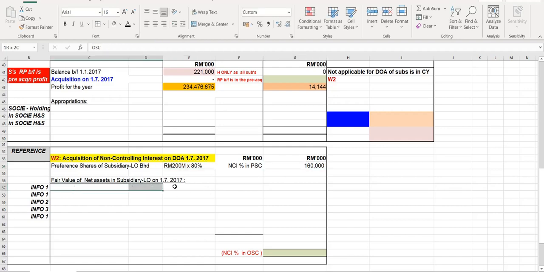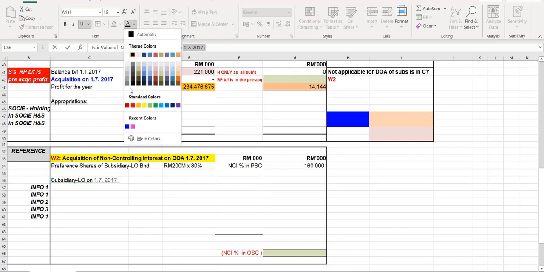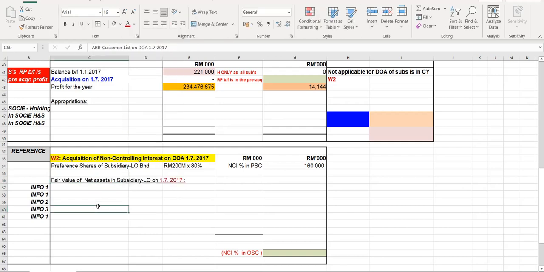Now you need to find out the fair value of the net assets on the date of acquisition here, since the acquisition is during the current year. Take note that we are looking at the date 1st of July, which is during the current year. So bear in mind and remember that.